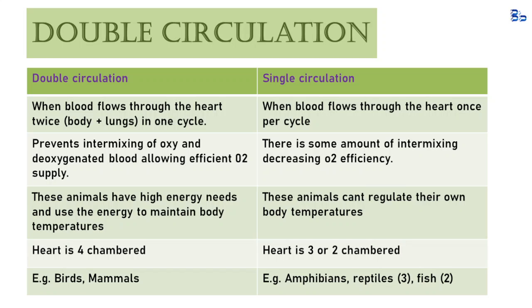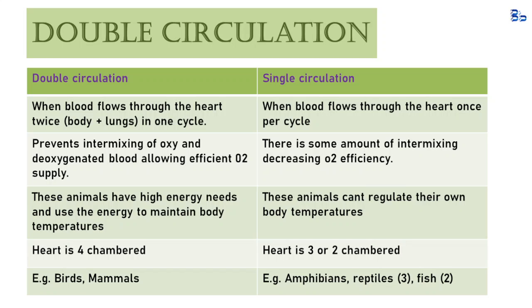So, the main advantage of double circulation is that it prevents the intermixing of oxygenated and deoxygenated blood, thereby allowing your body cells to get 100% oxygen. So this means the oxygen efficiency is very high. So there is going to be some amount of intermixing of blood during the single circulation process. So the oxygen efficiency is going to be decreased.